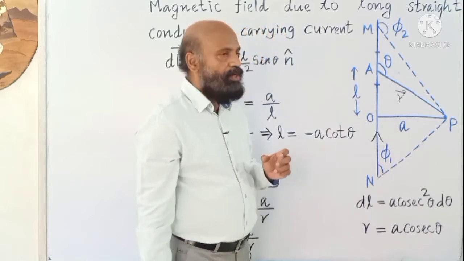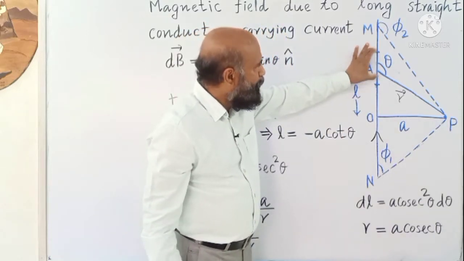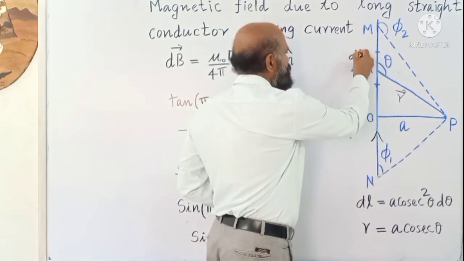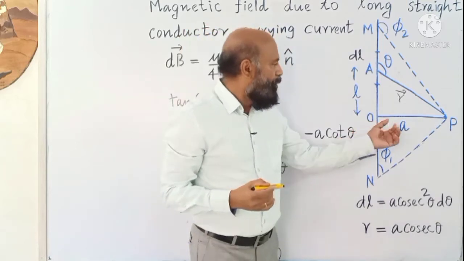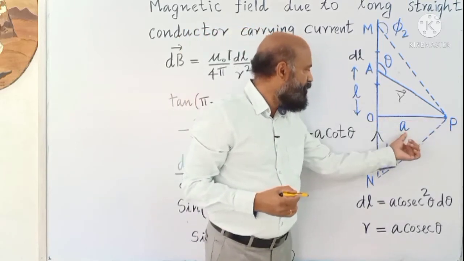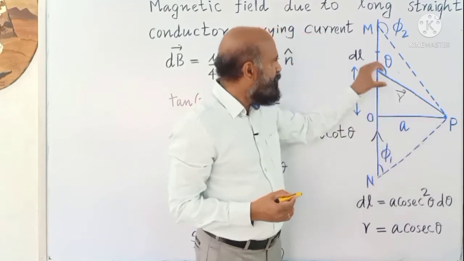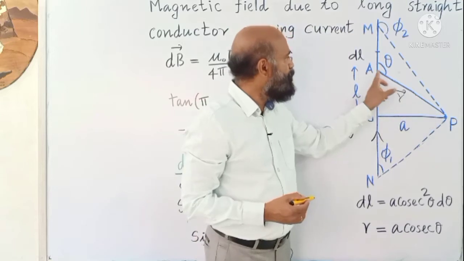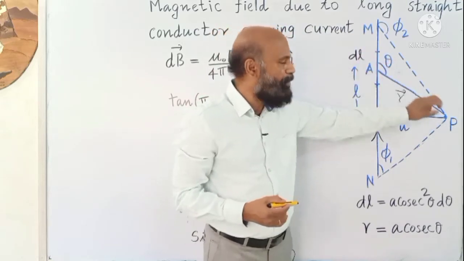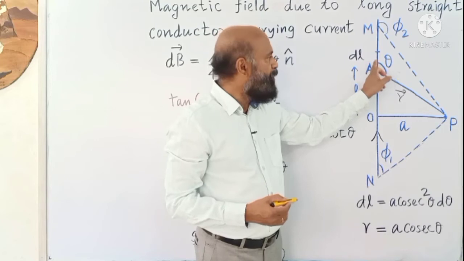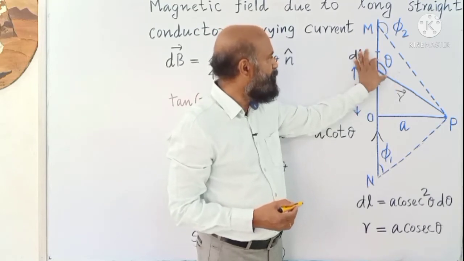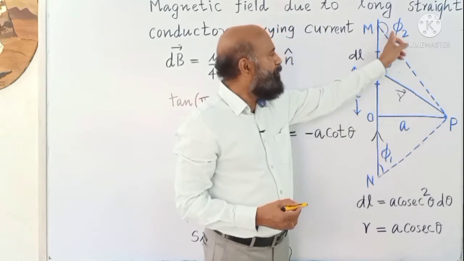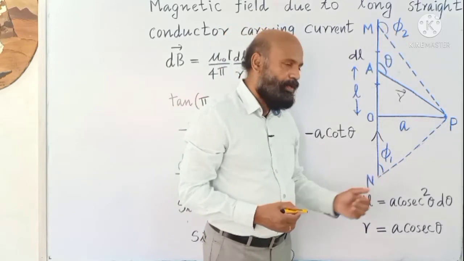To apply the Biot-Savart law, you consider a small current element of length dl. Then this point P is at a distance a from the wire. This current element is at a distance r from this point, and let this angle be theta. Then join P to the end of the wire. This angle is phi 2. This angle is phi 1.